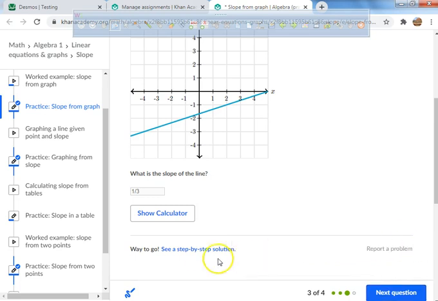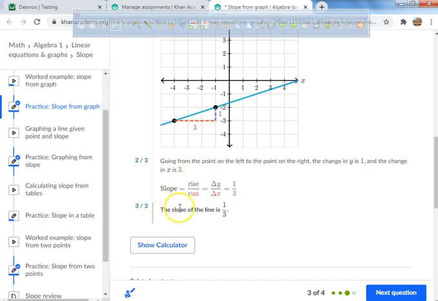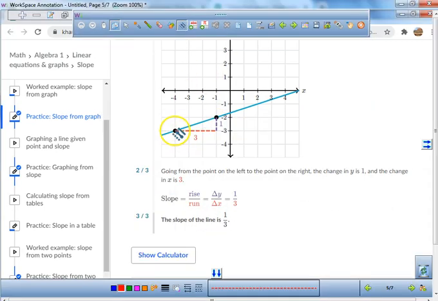Now, if you mess up, hey, this is great. Check this out. See step-by-step solution. Does everybody see? They show you the rise over the run. There's the rise. Now, what's the only thing that's different from what they do? That what I like to go up and then over. I like to do the rise before I do the run, but it means the same thing, okay? Please, just do your best.